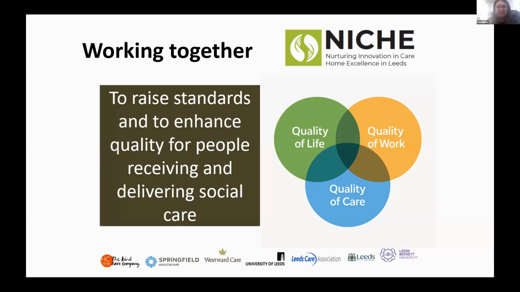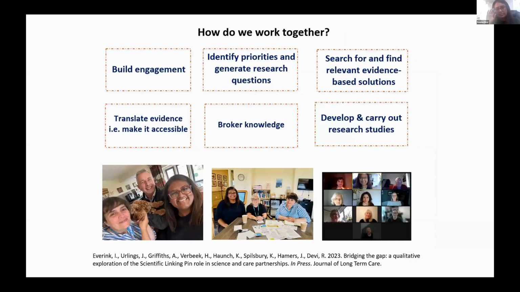So we start with asking them, what matters to you? What questions do you have? How might research support with addressing some of those questions? In my introduction, I mentioned that I'm a scientific linking pin. What that means is I am based in a care home 1 day a week, and I work with these organisations to carry out activities that I've highlighted there on the slide.